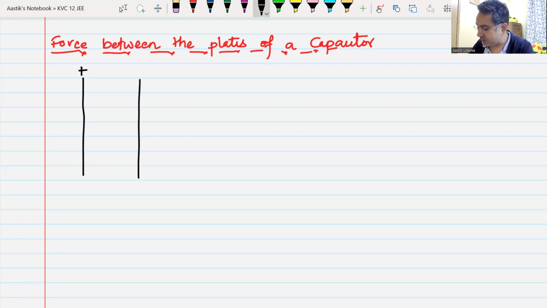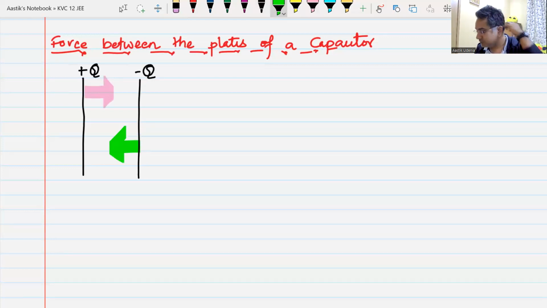One of the plates is positively charged, let us say plus Q. One of the plates is negatively charged, let us say minus Q. Now these plates have charge, and whenever there are two charges, they will experience forces on each other. In this case, whether the force is going to be attractive or repulsive? Attractive. So this plate will be attracted this side, whereas the negative plate would be attracted this side. Yes or no?